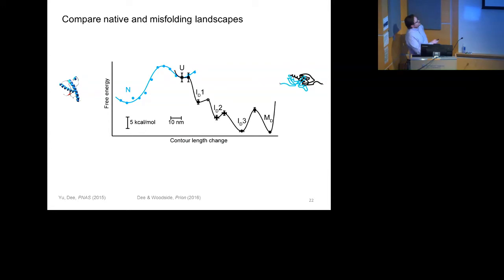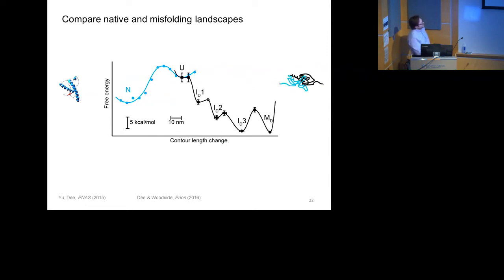So we had previously done the energy landscape for just the monomer prion protein. And again, it's just a two-state. There's native, there's unfolded, there's no intermediates. This is the transition state. The dimer looks quite a bit different.